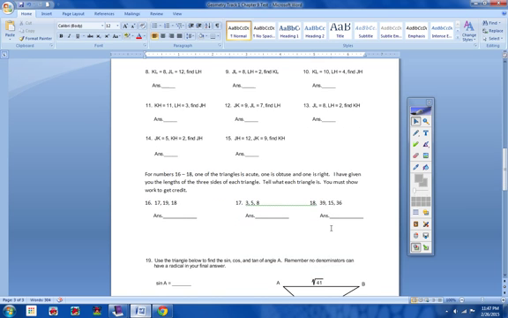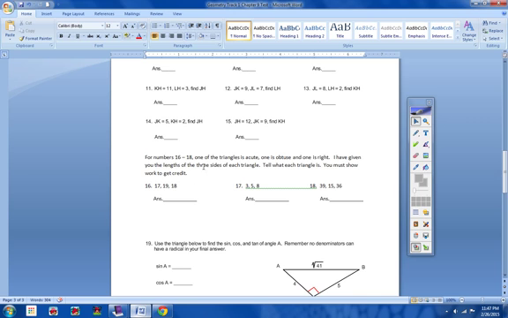Alright, for numbers 16, 17, and 18, notice one of these 3 triangles is acute, one is obtuse, and one is a right triangle. I have given you the lengths of the 3 sides. Tell what each triangle is. You must show work. Now, Matthew, I left you a little work space right here, but to be honest with you, it doesn't take a lot of space for the work, so you can probably use the space right in here for your work, okay?